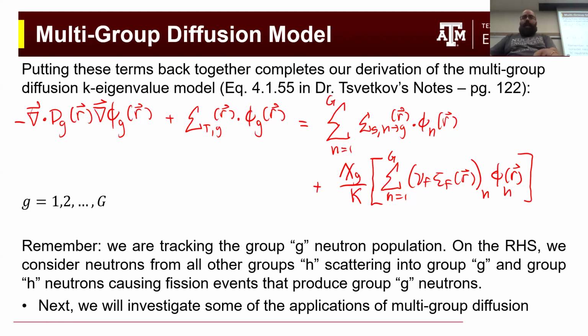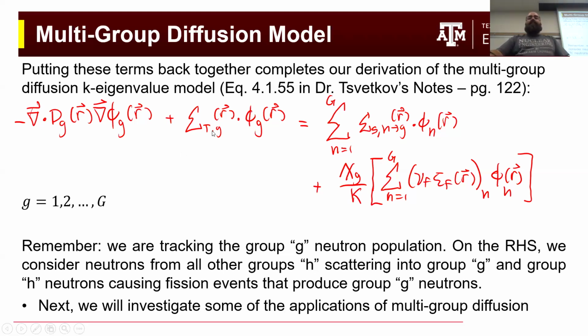Depending on however many groups I have, I would write this equation for every single group. So if I have a three group model, then I'm going to have this equation written three times, where little g would be one for the first equation, little g would be two for the next equation, and little g would be three for the third equation. And if I had 100 groups, then I would have 100 equations where little g would range from one to whatever that big G is.